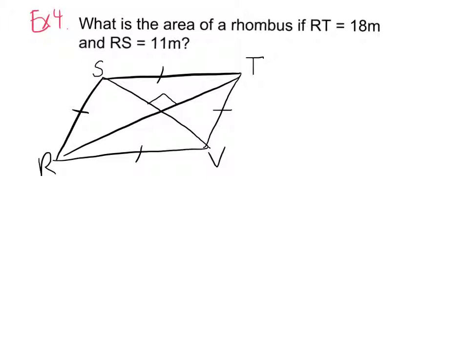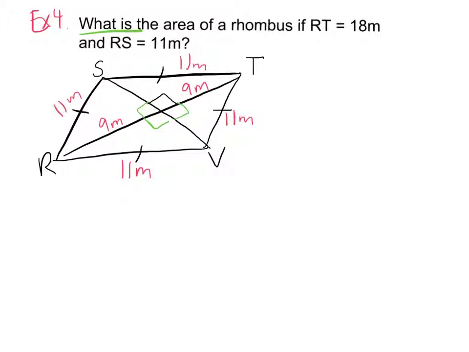Okay, I know that RT, this whole length, is 18 meters. And like any parallelogram, the diagonals cut each other in half, so I can go ahead and label this as 9 meters and 9 meters. They said that RS was 11 meters, so I can put that here. But in a rhombus, all the sides are equal as it was labeled, so I can go ahead and put 11 meters all around. Now you may have noticed that they put a right angle here. That's one of the properties of a rhombus and a kite, is that the diagonals are also perpendicular. So that means that all of these are right angles.